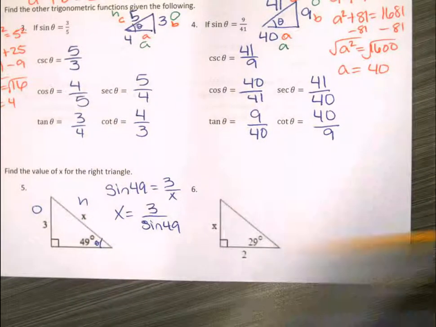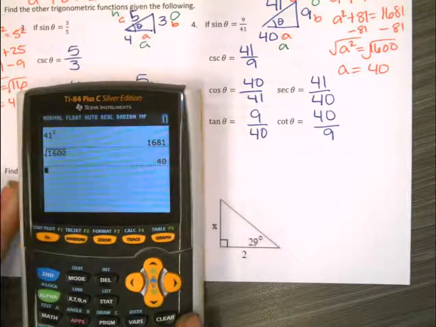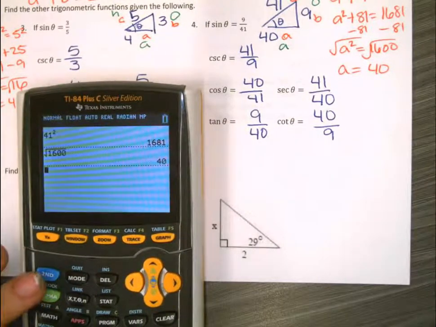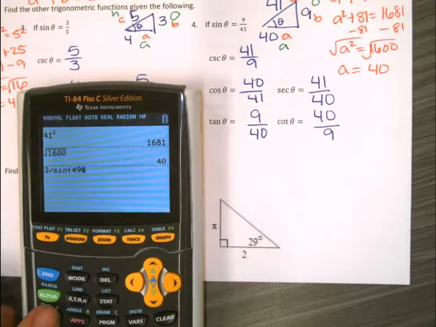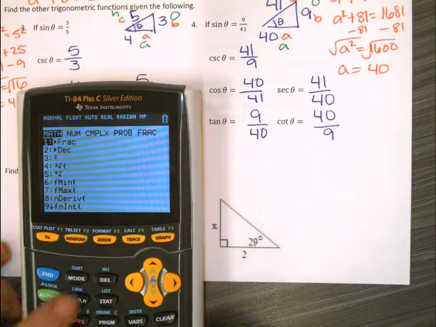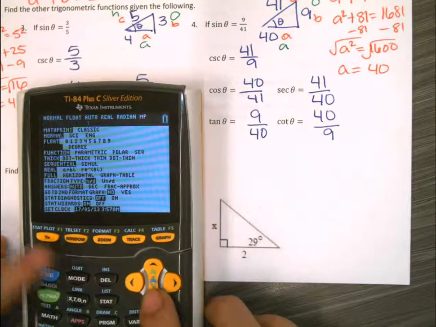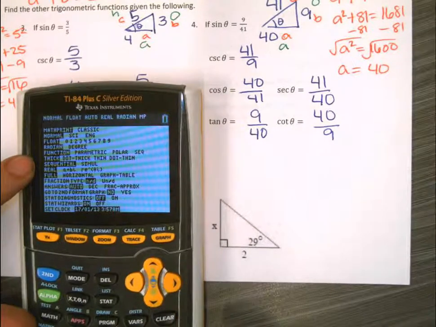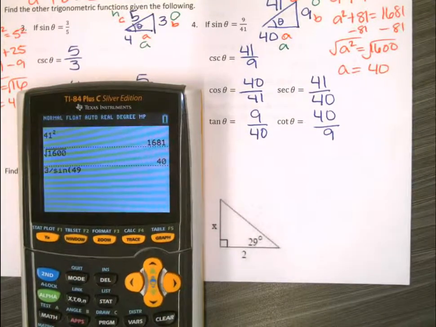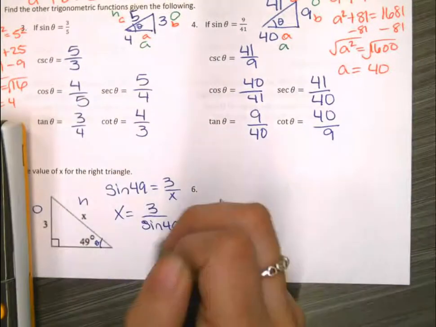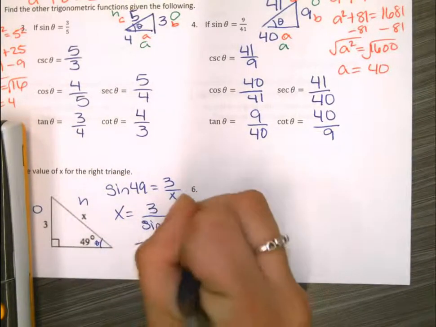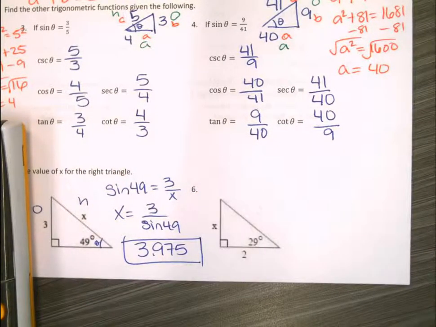Then I want to type this into my calculator. I'll put it over my work so I make sure the light's not on this one. I'm going to do 3 divided by sine of 49. And before I hit enter, I want to go to math. Just kidding, not math. Mode. And right here where it says radian, I'm going to change it to degree. Press enter. So now the degree is highlighted. And I'm going to second quit out of here so the calculator knows I'm working with degrees and not radians. Otherwise, it will give me the wrong answer. So I did that, and it gave me 3.975 for my value of x.